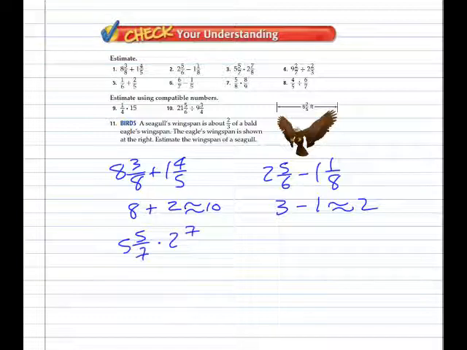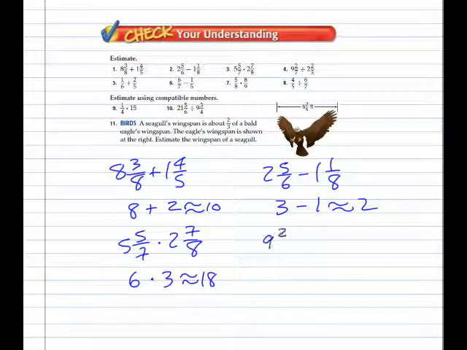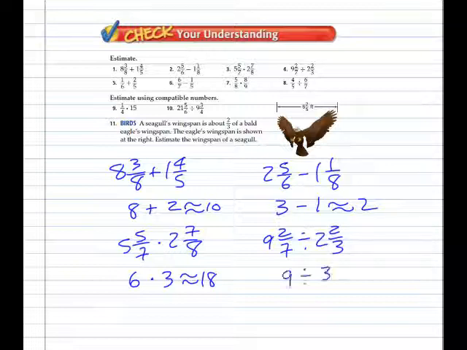Number 3, 5 5/7 times 2 7/8. 5 5/7 is going to go up to 6. 2 7/8 up to 3. Our estimate then is approximately 18. Number 4, 9 2/7 divided by 2 2/3. We're going to round 9 2/7 to 9. We're going to round 2 2/3 to 3. Our estimate then is 9 divided by 3, or 3.